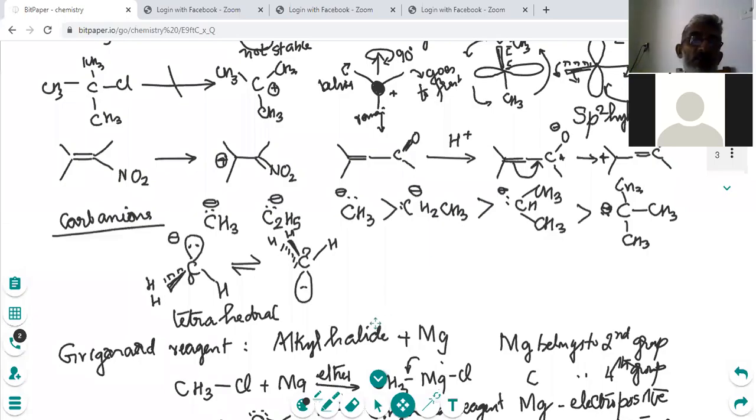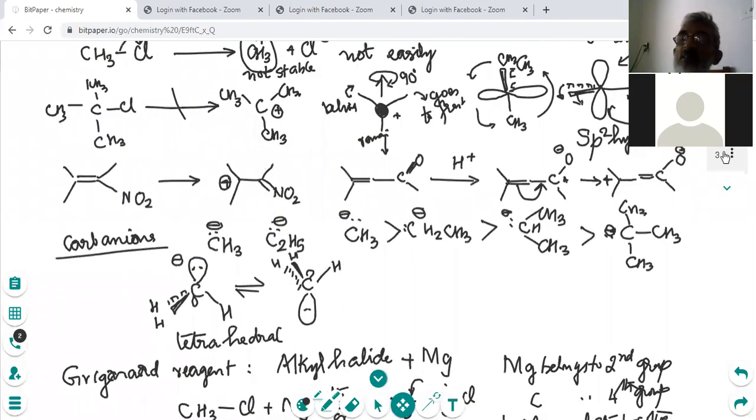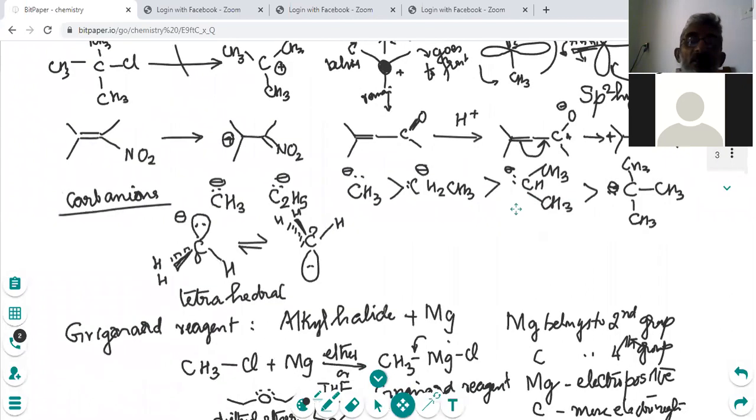A lone pair of electrons. Carbanions have a lone pair of electrons and are negatively charged, and they are rich in electrons. They can donate the electrons. So let me give you an idea about carbanions.